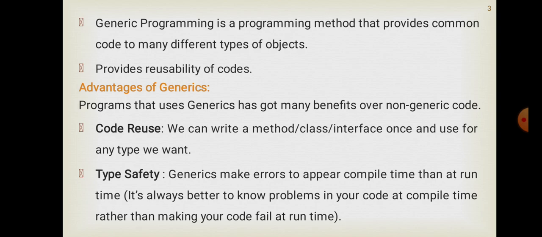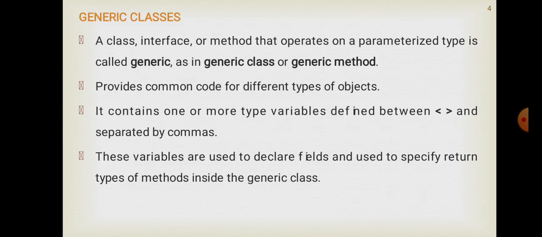So what does code reusability mean? We can write a method or a class or an interface once and use it for any type we want. Any number of times you can use it, either a method, a class or an interface. Next is type safety. Generics make errors appear at compile time rather than at runtime. So it makes things easier and safe.